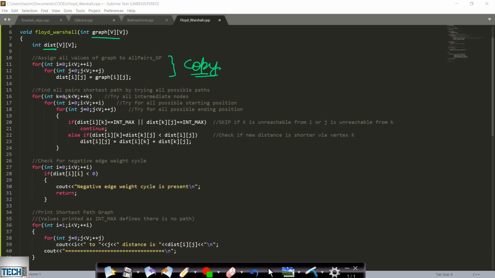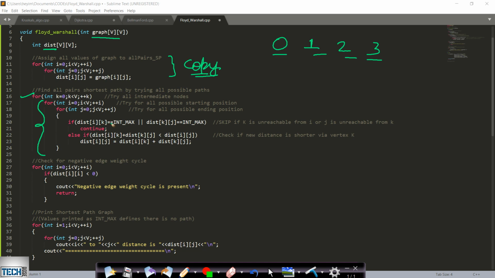Now we will find all pair shortest path by including each and every vertex one by one. So this outside for loop is basically our k value, which is including each and every vertex. And since we are including a vertex, we will be calculating the shortest path when we have the option of a given vertex being included. So we started with vertex 0, then we included vertex 1, then 2 and then 3, and then we stopped. Okay. So we will be including each and every vertex one by one.